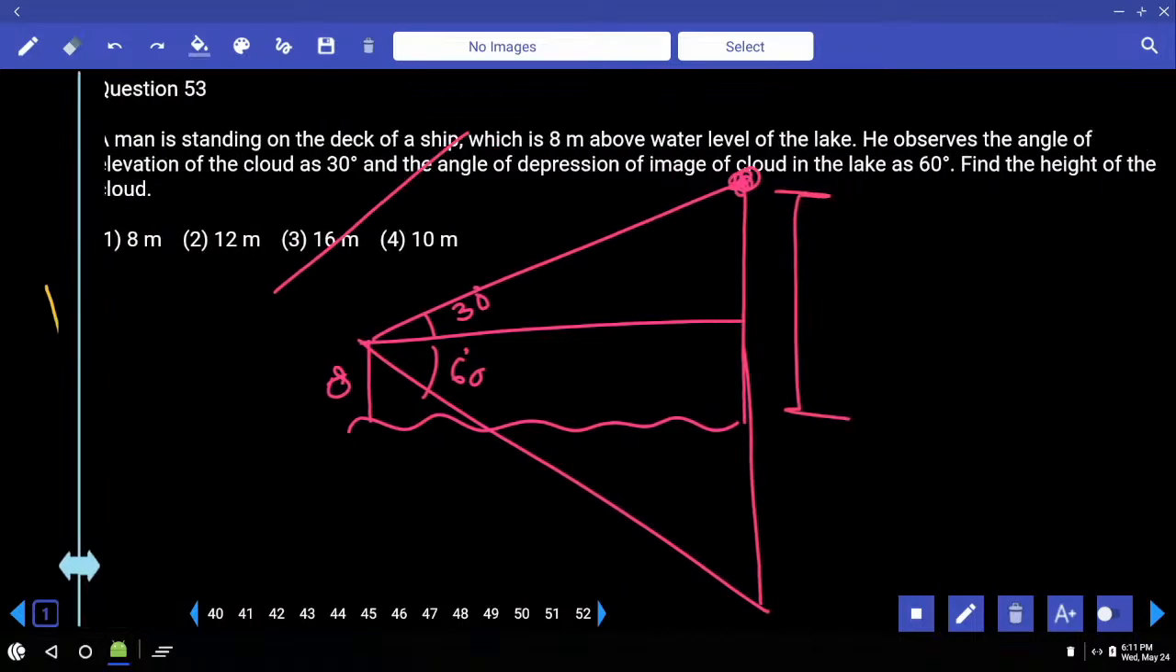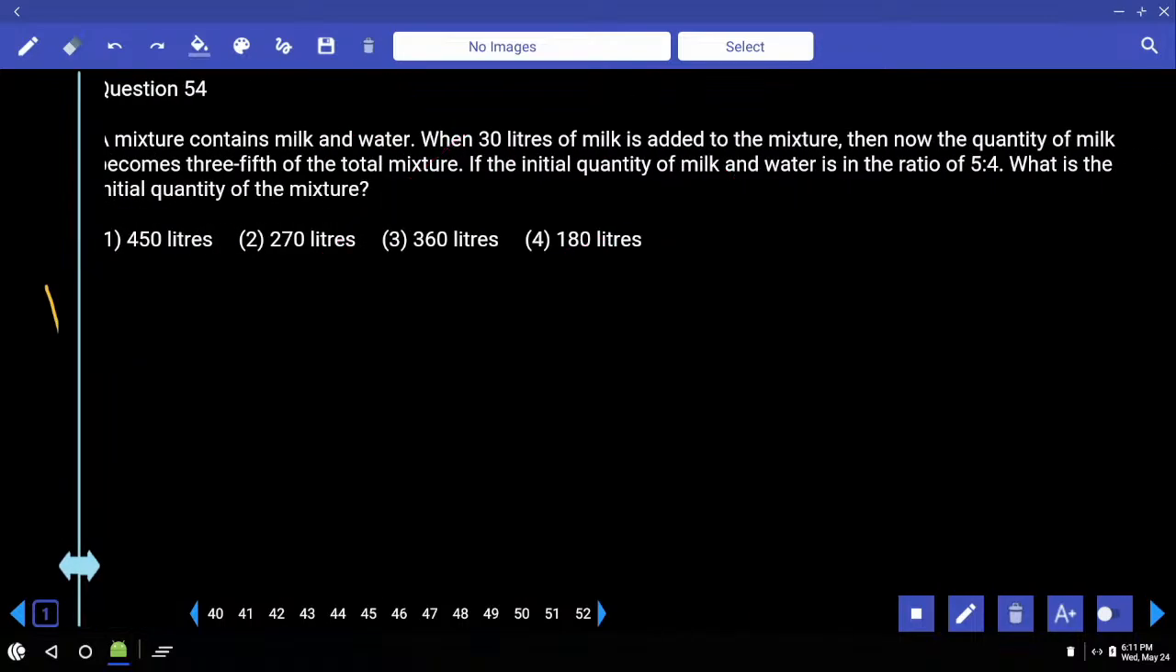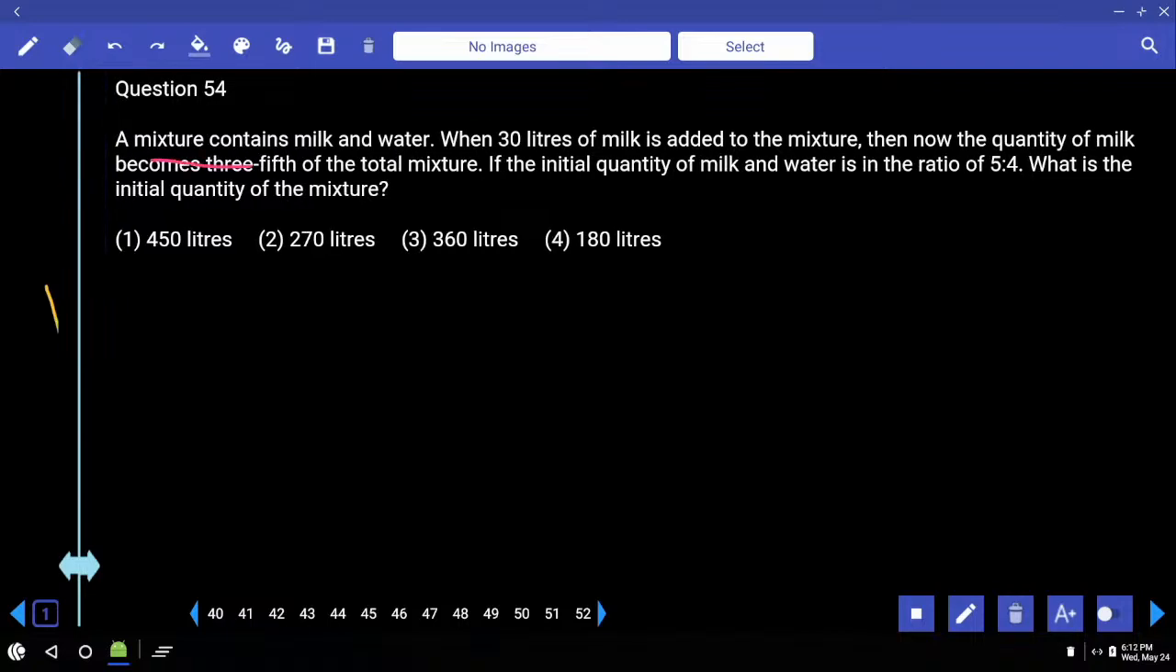Next. A mixture contains milk and water. When 30 liters of milk is added to the mixture, the quantity of milk becomes 3/5 of the total mixture. 3/5 of the total mixture means 3 parts. If 3 parts is milk and 5 parts is the total, water will be 2 parts, so 3:2. The initial ratio is 5:4.